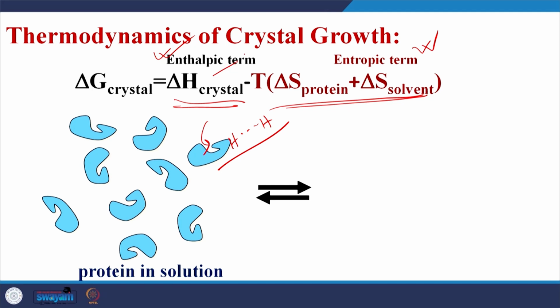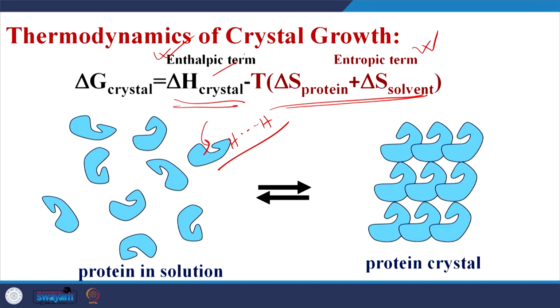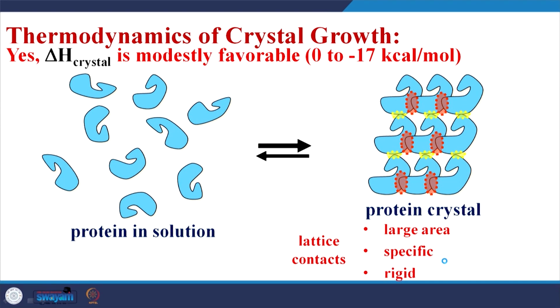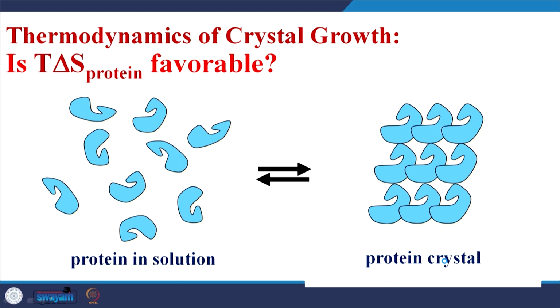Okay. So, this is the representation of protein in solution and this is the ordered representation of protein in crystal. The first question is, is del H crystal favorable? The answer is yes, del H crystal is modestly favorable. Statistics says 0 to -17 kilocalorie per mole, because in protein in solution there is no interaction, whereas in protein crystal there are lattice contacts in large area, it is specific and the interaction makes it rigid. So, this is favorable.